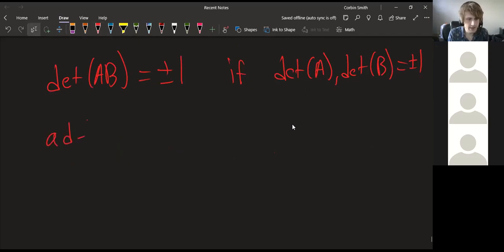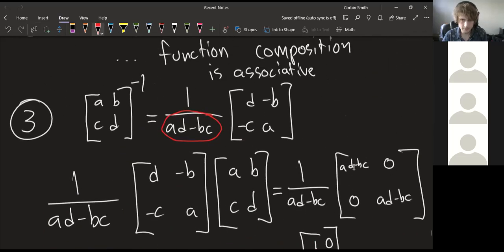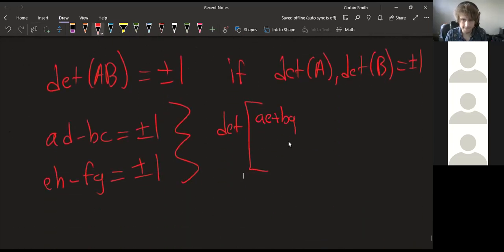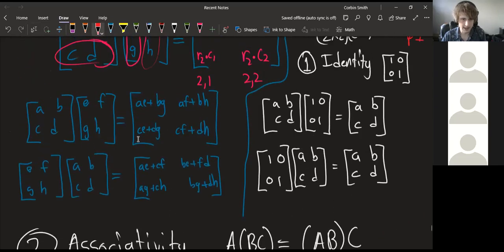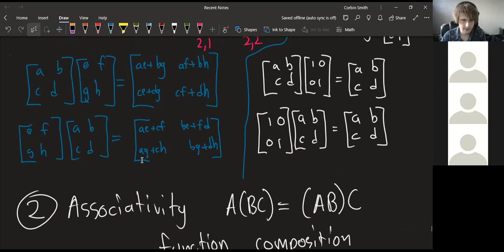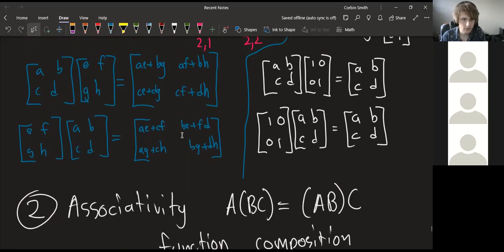So we have AD minus BC equals plus or minus 1. And then the other one we said E, F, G, H. So that's going to be EH minus FG equals plus or minus 1. So these are our hypotheses. And then we need to find the determinant of the product, where we have AE plus BG, and then AF plus BH, and then CE plus DG, and then the final one was CF plus DH.